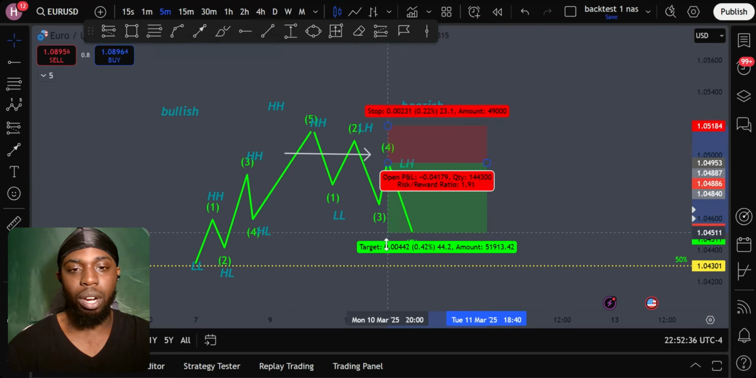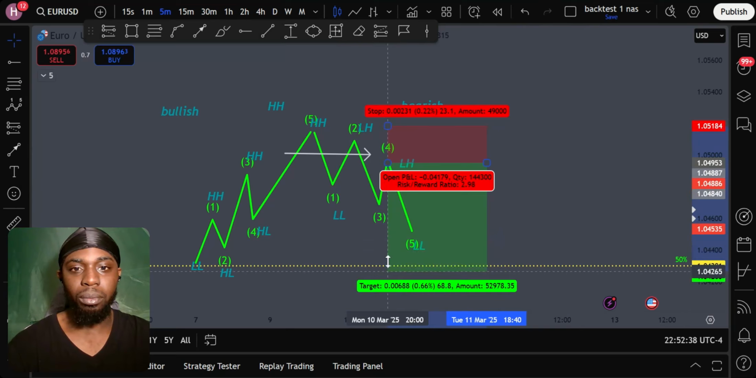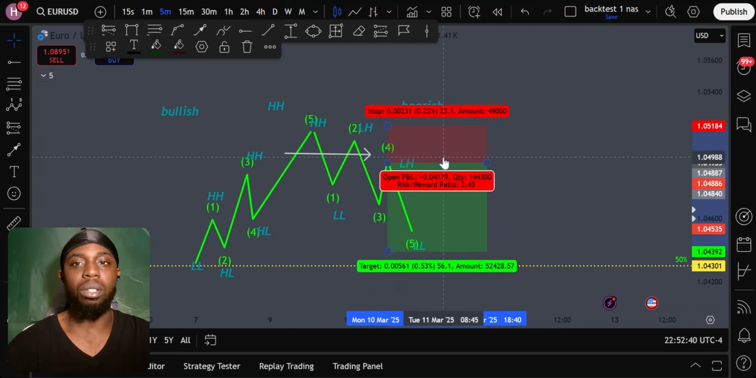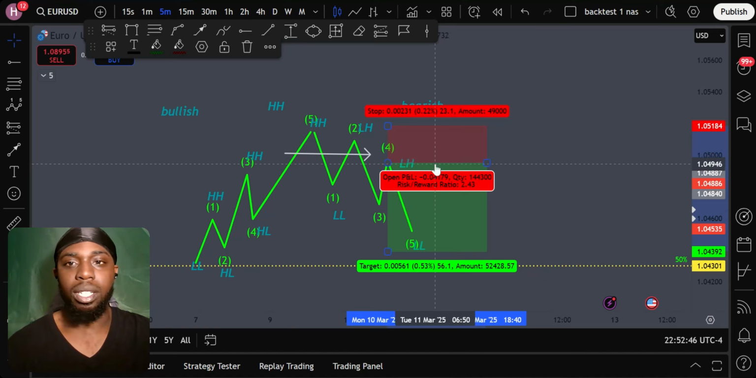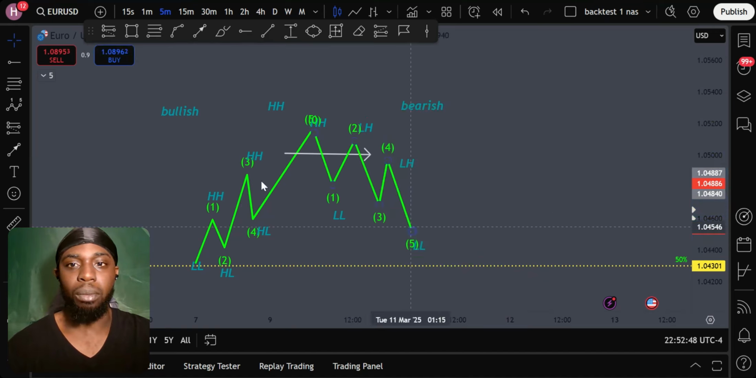And now we will be targeting another lower low. It's just as easy as that. Just make it simple for yourself. And this, it just flips. So it's the same thing, both ways, for getting in buys and getting in sells.